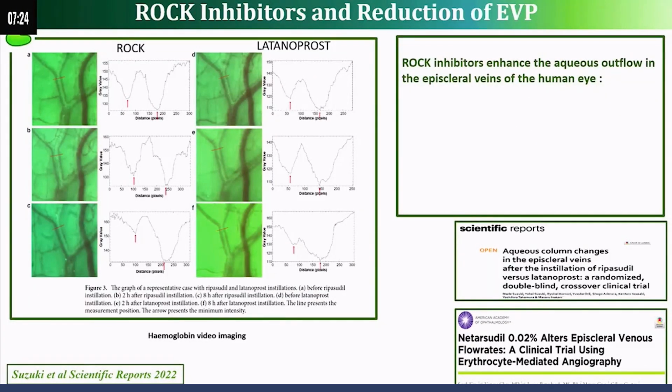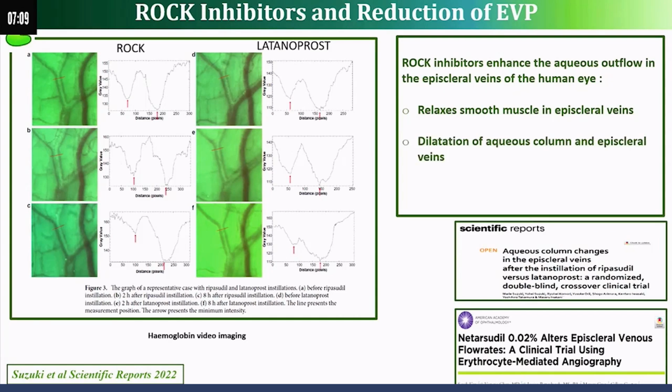Second point, the effect on episcleral venous pressure. Now the ROCK inhibitors enhance the aqueous outflow in the episcleral vessels. How do they do it? They relax the smooth muscles in the episcleral veins, and they cause a dilatation of the aqueous column and the episcleral veins. So this was a hemoglobin video imaging. This was a head-to-head between latanoprost and ROCK inhibitors. And what they showed is that if you look at the aqueous column, there is no dilatation with the use of latanoprost, but there is a significant dilatation when you use ROCK inhibitors.